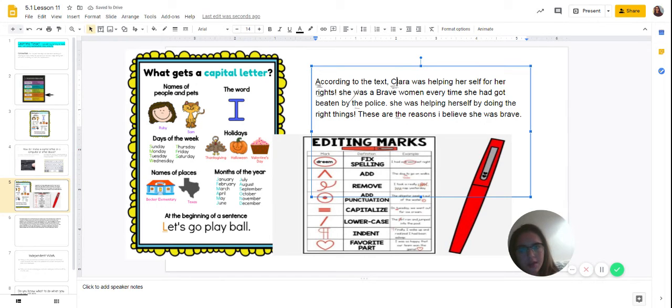So she was a brave woman. Oh, she needs to be capital. This she needs to be capital too. These are lessons I believe. Now you have a fifth grade paragraph that has correct capitalization.